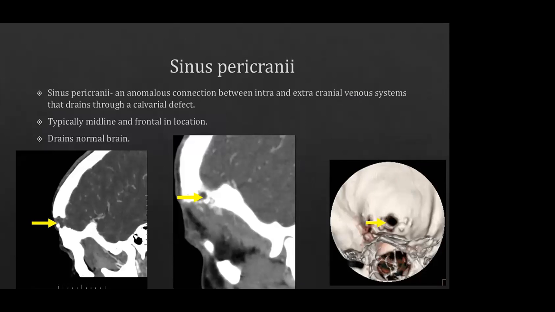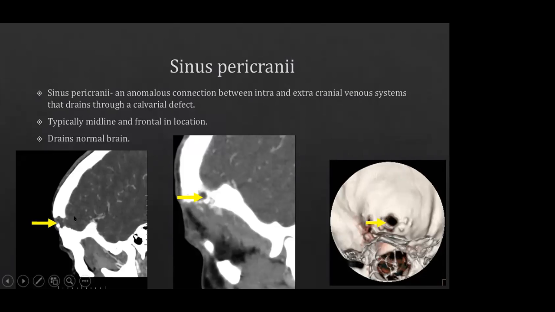Just the last few minutes now, some initial bits of anatomy to talk about: sinus pericranii. These are basically anomalous communications between the intra and the extracranial venous system, and they basically drain through a calvarial defect, which is not normally present in individuals. They're typically in the midline, quite often seen in the frontal region, and the patient will complain of a swelling that develops, especially during Valsalva when they're bending or straining.